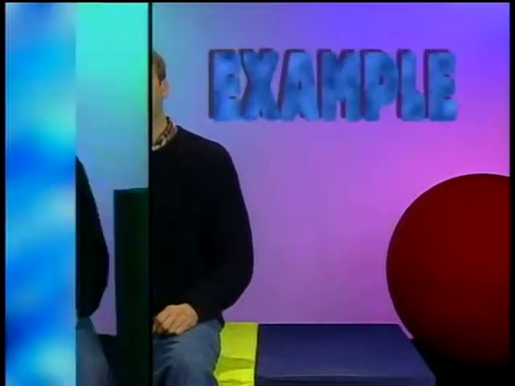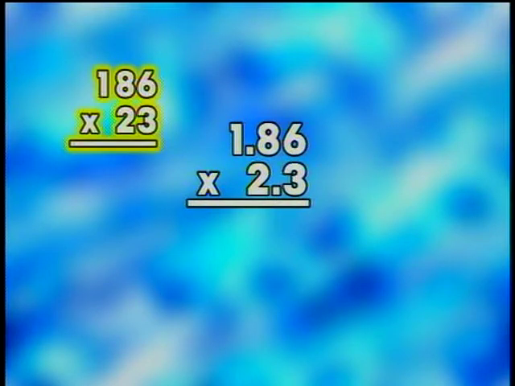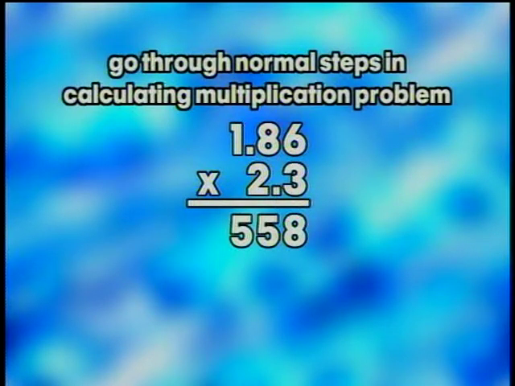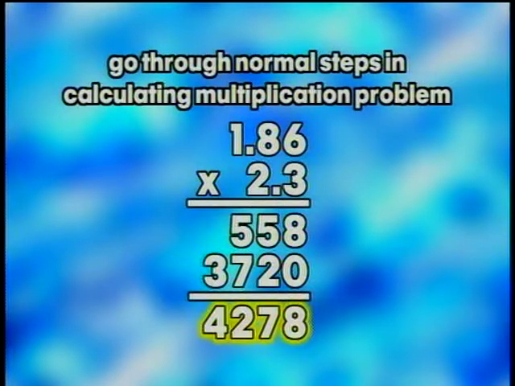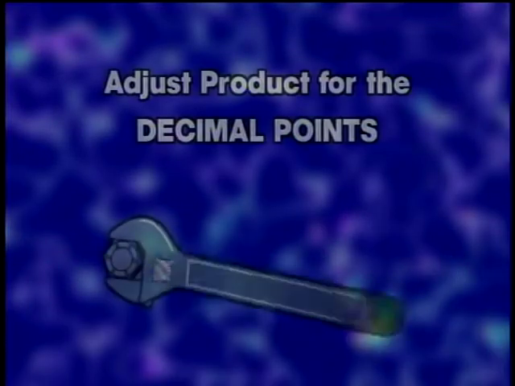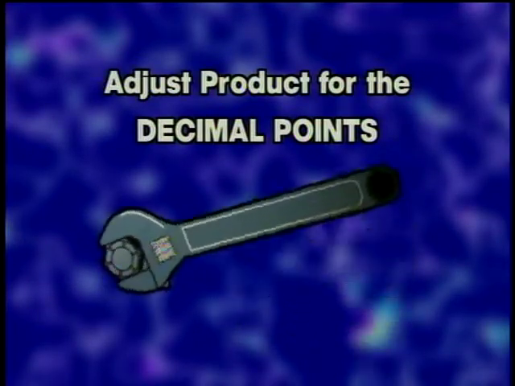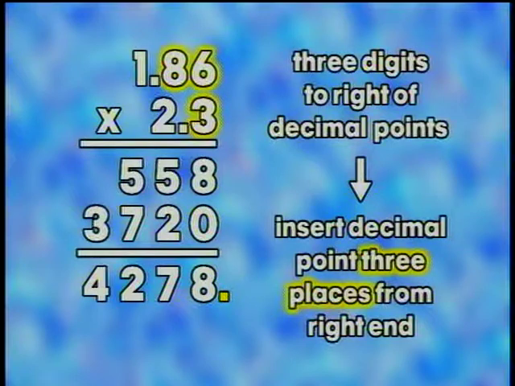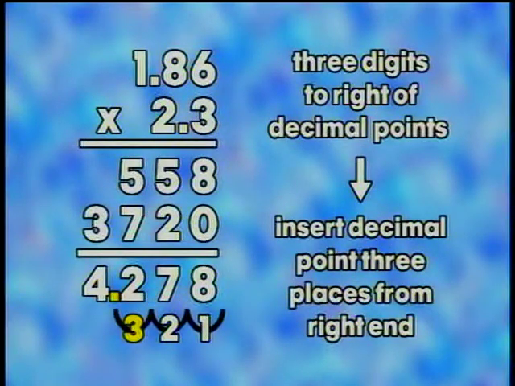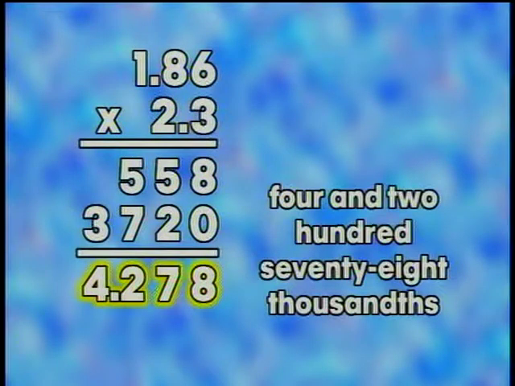Let's do an example. 1.86 times 2.3 is calculated the same way as 186 times 23. After we've gone through the steps in calculating a multiplication problem, the product, or answer, is 4,278. Now we need to adjust our product for the decimal points. There are 3 digits to the right of the decimal points in both numbers being multiplied. So we have to insert a decimal point 3 decimal places from the right end of our product. That means the decimal point is located between the 4 and 2. The answer is 4 and 278 thousandths.